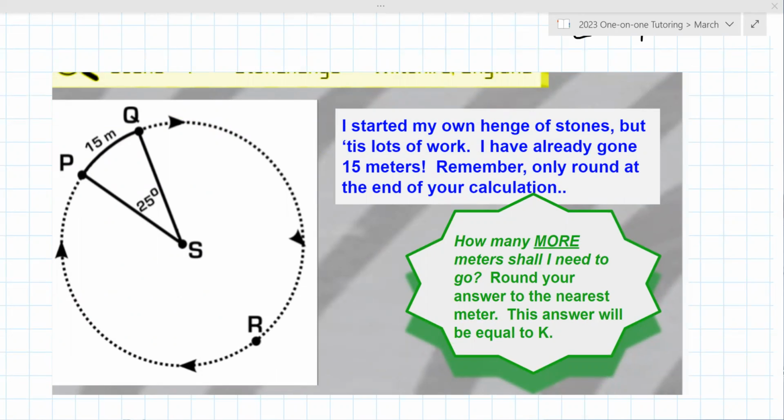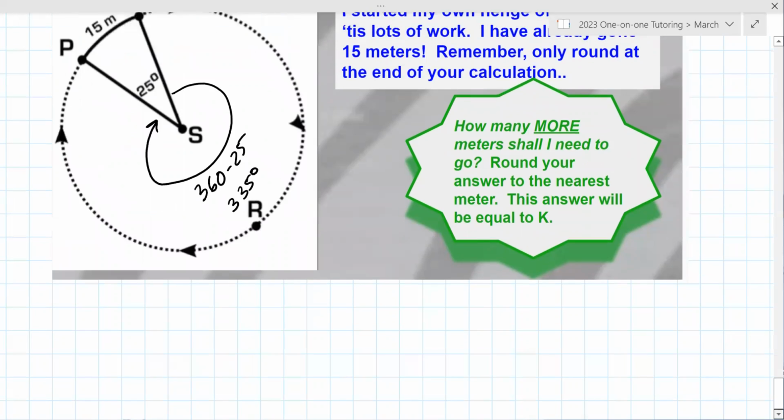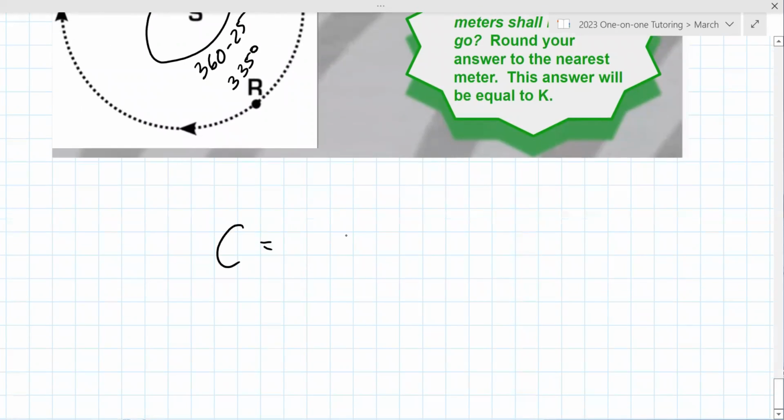Yeah. So the idea here is that you're going the rest of the way around the circle, which is 360 minus 25, or 335 degrees. So the distance around the circle is 2 pi r if you're going all the way around. If you're not going all the way around, it's the angle out of 360 that you're going.